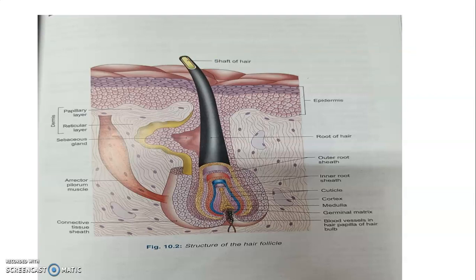A neighboring region which gives attachment to the arrector pilli muscle is depressed to give rise to goose skin. The muscle contracts and the hair stands erect in response to cold, fear, and danger. The erect hairs trap air between them. Air being a bad conductor of heat, it prevents loss of body heat.